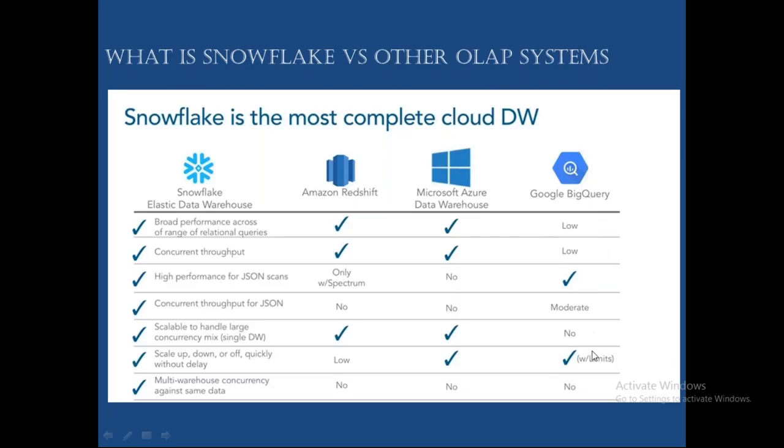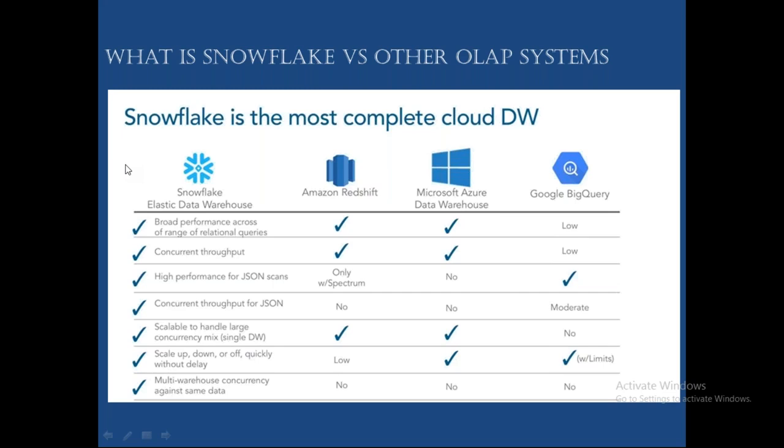You see, here there are three check marks, which means there are three options available, but Azure Data Warehouse has four options. Here you have two options. But if you go with Snowflake, it has all the options enabled. What is that? First, broad performance across a range of relational queries. So you can fire multiple SQL queries, relational queries, at a time on multiple databases.